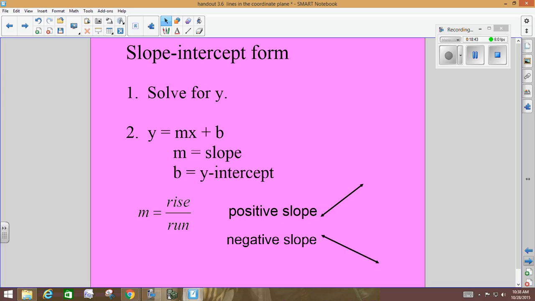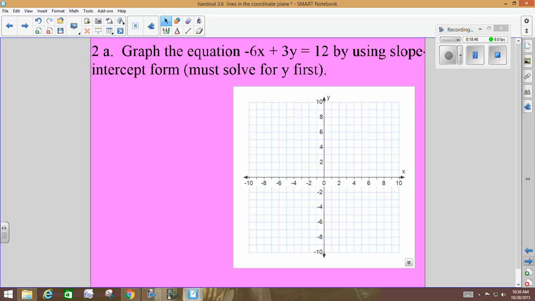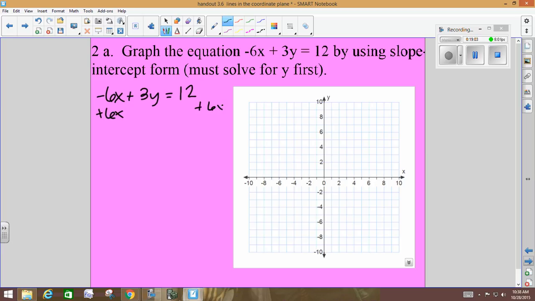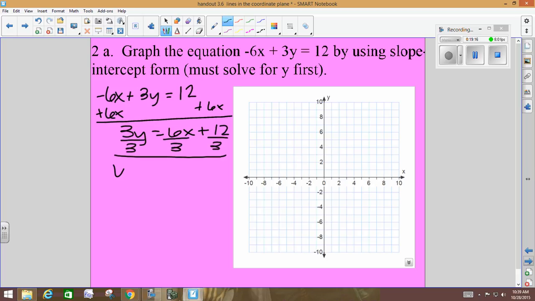Okay. First one, number 2a. Graph the equation -6x plus 3y equals 12 by using slope-intercept form. And I put in parentheses there, you have to solve it for y. So what are we going to do first to solve this for y? And I get 3y equals 6x plus 12. Then I need to divide everything by 3. So y equals 2x plus 4.